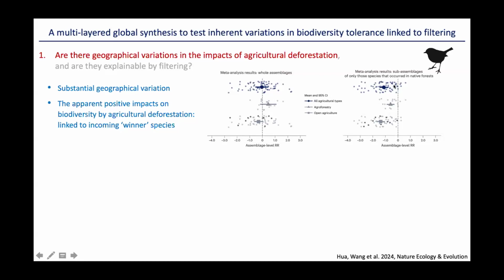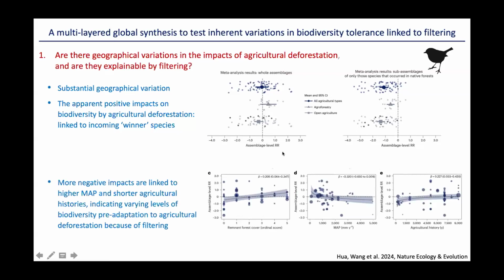What I mean here is that the figure to the left used all data for all species within a given assemblage, whereas the figure to the right has retained only species that have been recorded in the baseline of native forest. So we have essentially removed winner species that have come in that did not belong in the native forest habitats before the deforestation. But it should be noted that even after this analysis, the apparent geographical variation still persists.